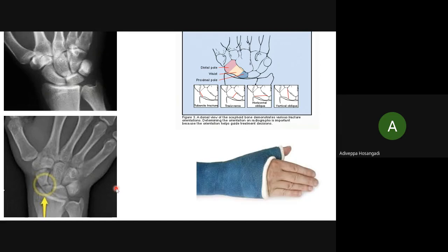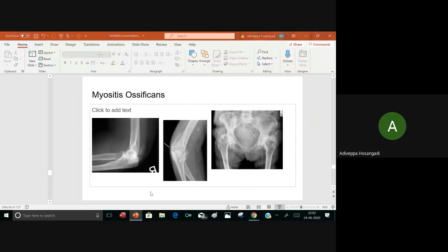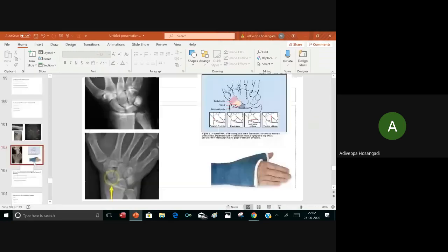We have to go to carpal bone fracture. I will end the class now so that we can discuss in detail. Okay? Roshan, you are still there? Yes, sir. Okay. Any doubts?